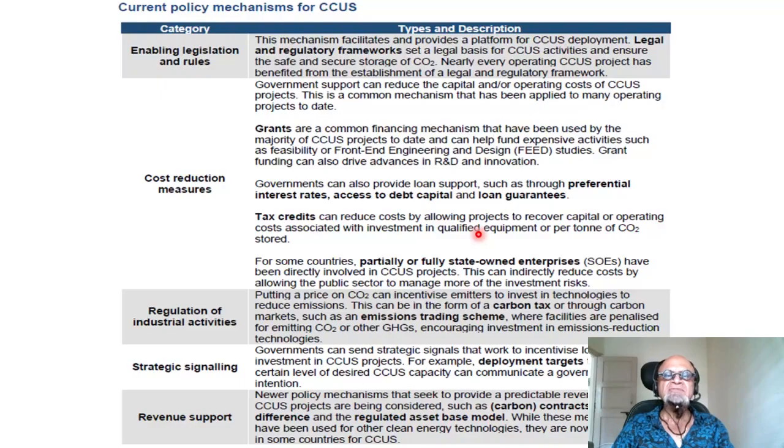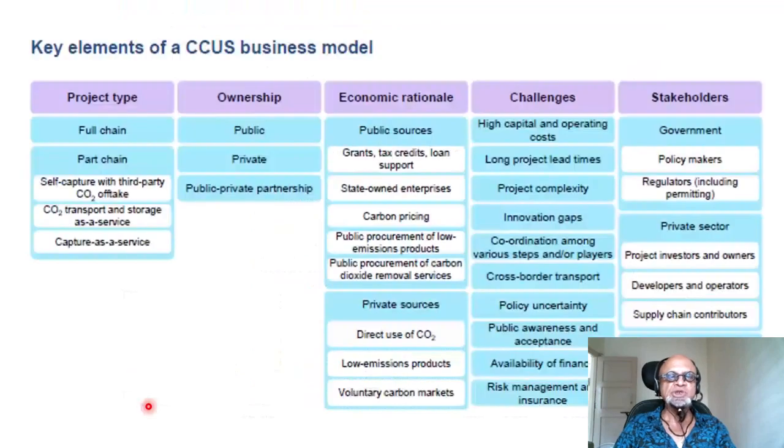Current policy mechanisms for CCUS, I won't read the details, but categories are enabling legislation and rules, cost reduction measures, regulation of industrial activities, strategic signaling, where government can send strategic signals that work to incentivize long-term investment in CCUS projects so that private investors feel confident about making investments. Revenue support, of course, this is always essential in such a new field.